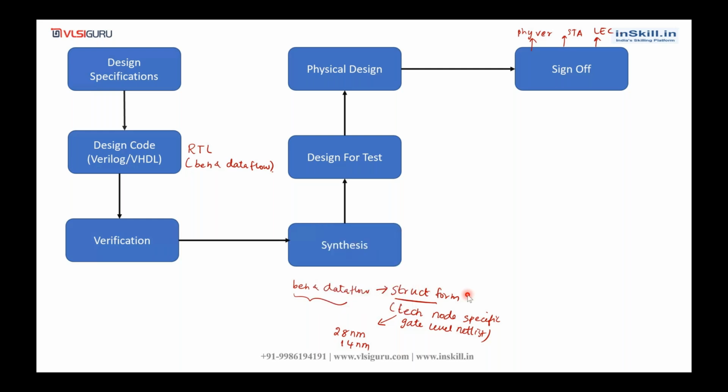So technology node specific gate level netlist. And also if you want to go for some low power design, then we need to add some more structures like clock gating, retention registers, isolation cells. So such kind of special cells have to be added. Those special cells will also be added at the time of synthesis.